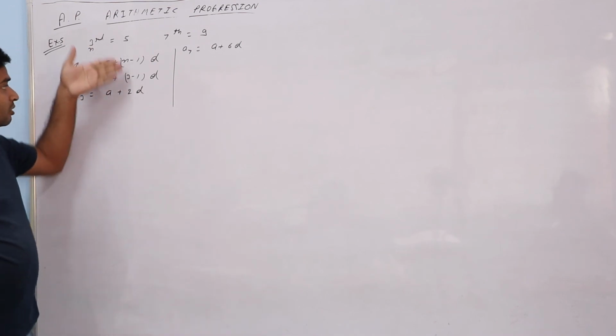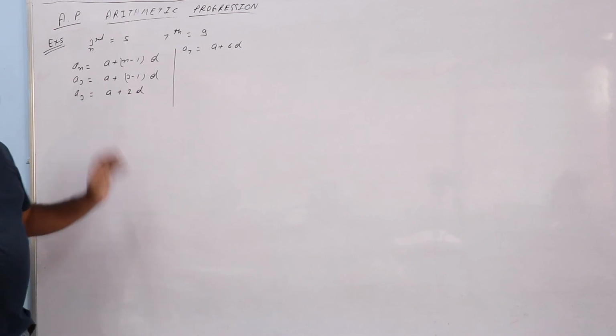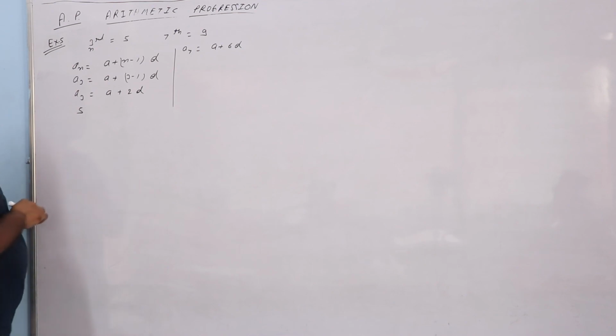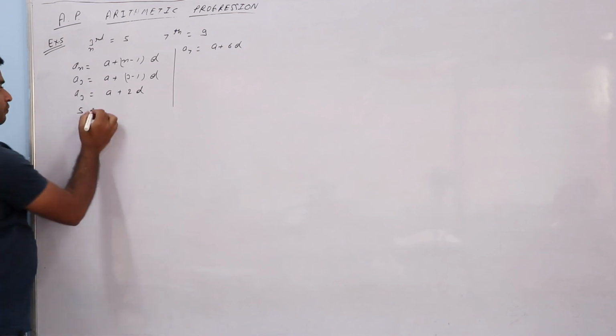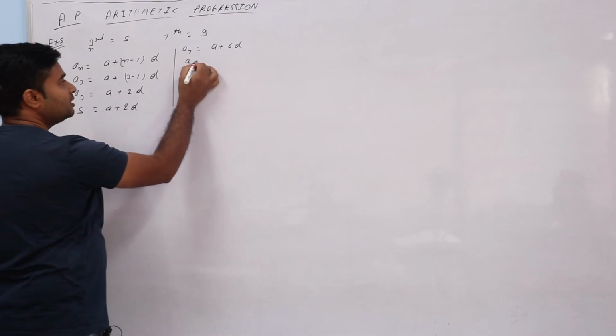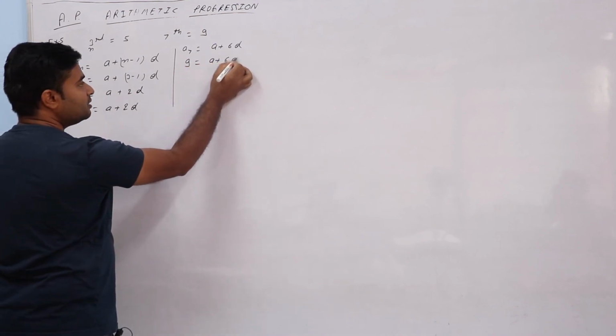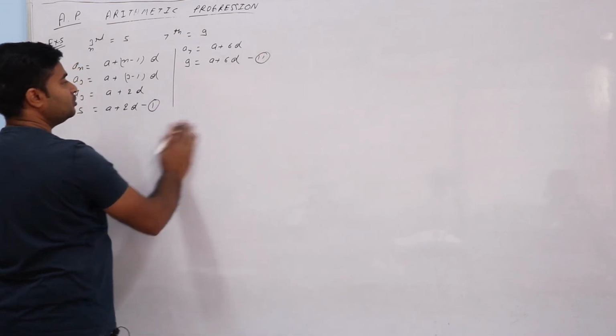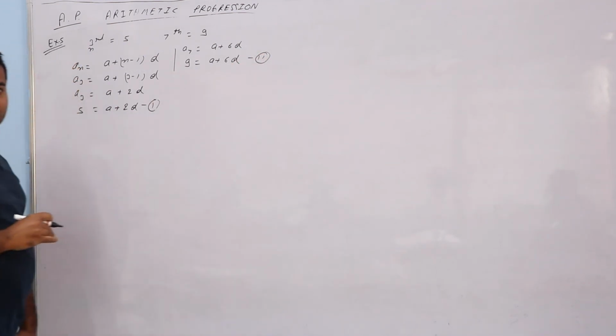Now in this one see. A3 is given as 5, so 5 is equal to A plus 2D. And here A7 is given as 9, so A plus 6D is equal to 9. Assume this is equation number 1, and this is equation number 2.